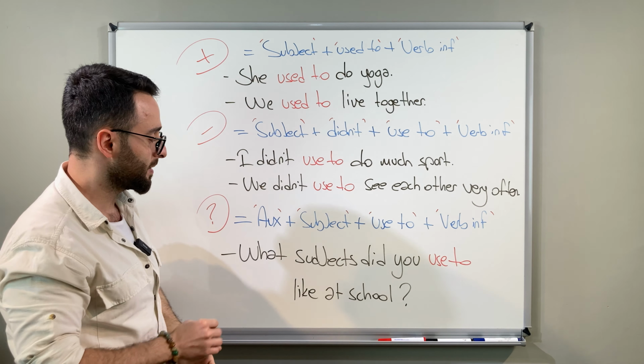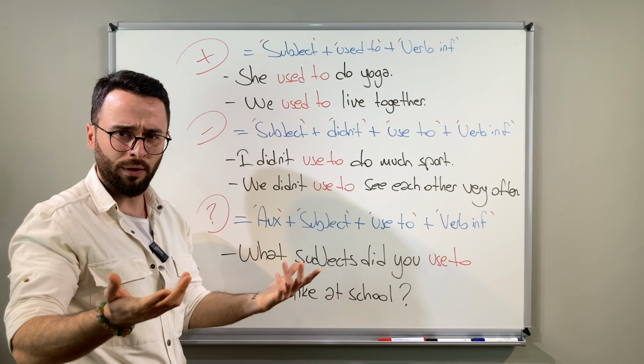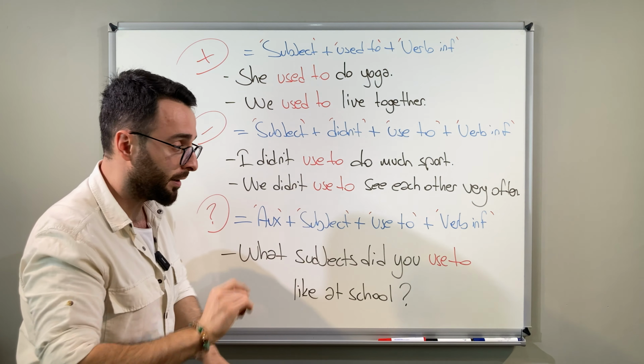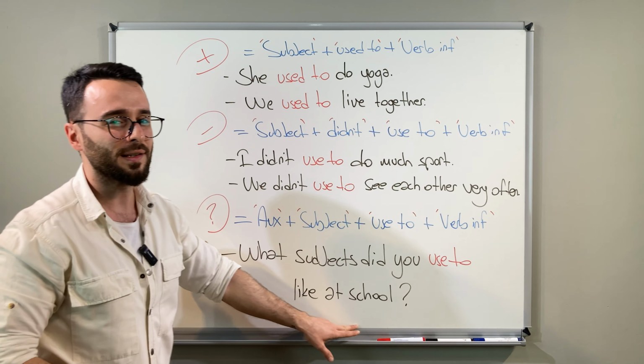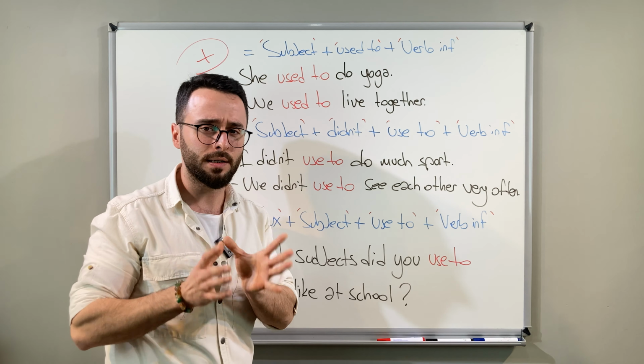And lastly, the questions. This time, my friends, we use auxiliary at the beginning. You know that, right? Did or didn't. Subject, used to, without the d again, and verb infinitive. Like, what subjects did you used to like at school? Like I told you, it's very simple to use this form.